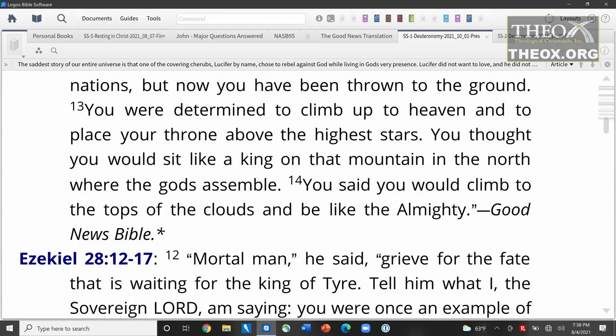Good, thank you. I'm going to interrupt again just a second. You thought you would sit like a king on that mountain in the north where the gods assemble? That's Elohim. Do you know what the word is for the mountain where the gods assemble? Armageddon. That's where Armageddon comes from. The mountain where the gods assemble. Mountain of the assembly is another way of saying it. Mount of assembly, yeah. Okay.